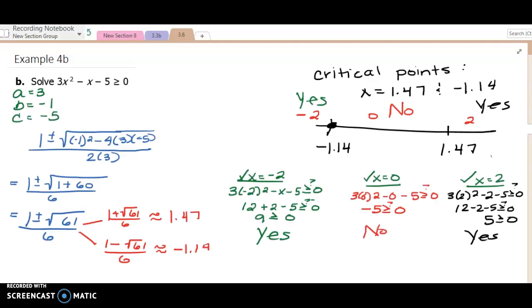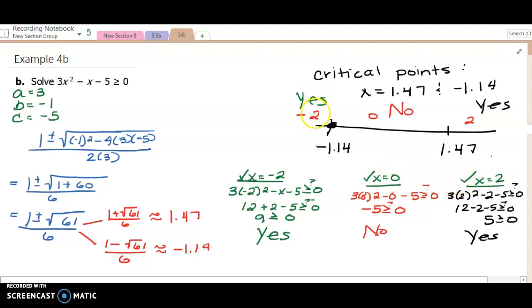All right, so this is the third video of section 3.5, and in the second video we stopped and I asked you to do example 4b and then stop once you get to this number line. So you should have solved using the quadratic formula because this does not factor out. And so your two critical points, you should have got 1.47 and negative 1.14. So if we put those on a number line, and we choose a point before, in the middle, and after, I just chose negative 2, 0, and 2.